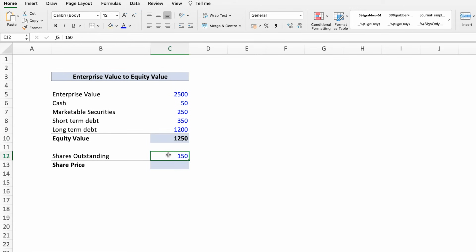And then we say we have 150 shares outstanding. These are the shares that are out there in the market. So that basically means that if we divide the equity value over the number of shares, that's going to give us the share price. In this case, that's $8.3 per share.